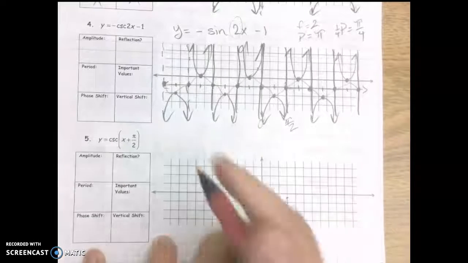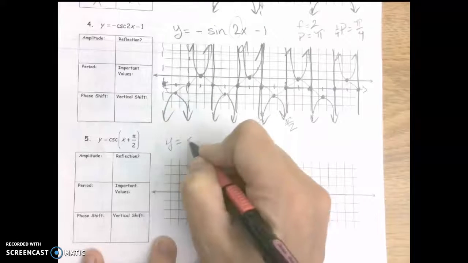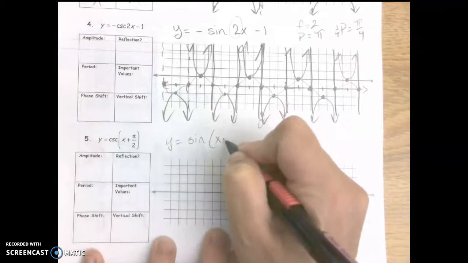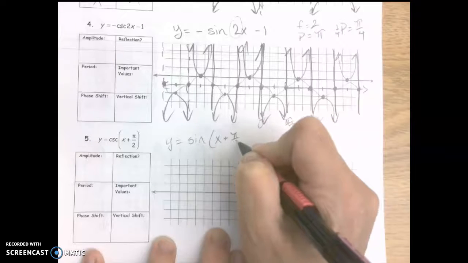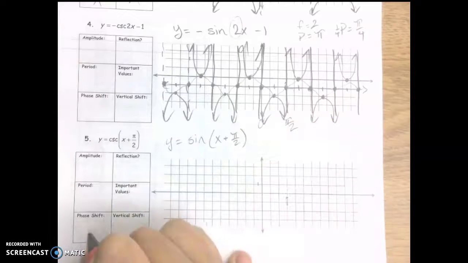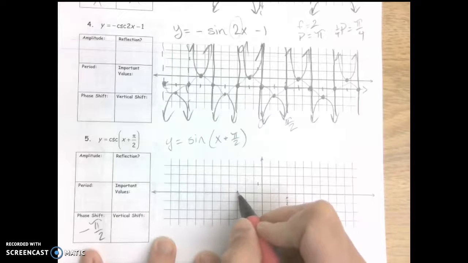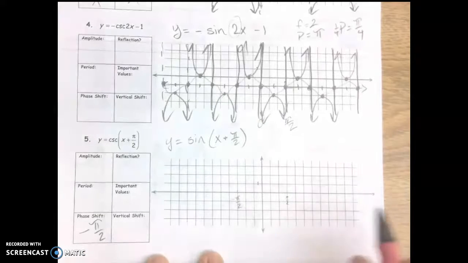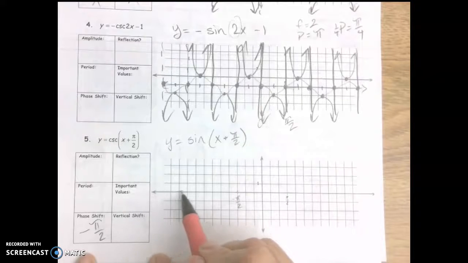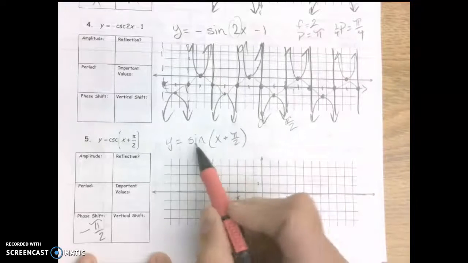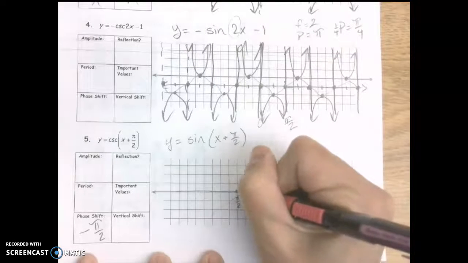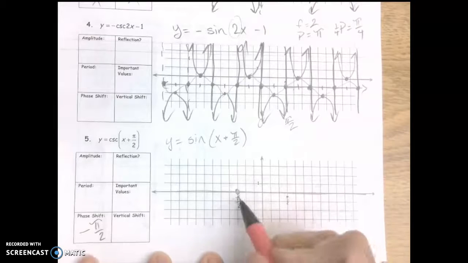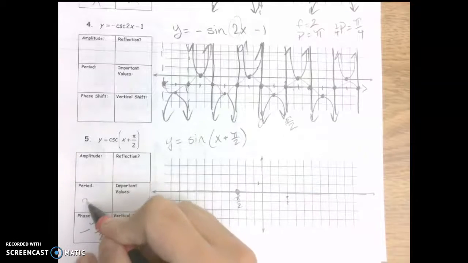Okay, got time for one more. Y equals, this would be sine of x minus, just kidding, plus pi over 2. So that means my phase shift is negative pi over 2. So that would mean here's where it's going to phase shift at negative pi over 2. There's no vertical shift, so this is also the midline. It's a positive sine, so we start on the midline. And then our period is going to be 2 pi.